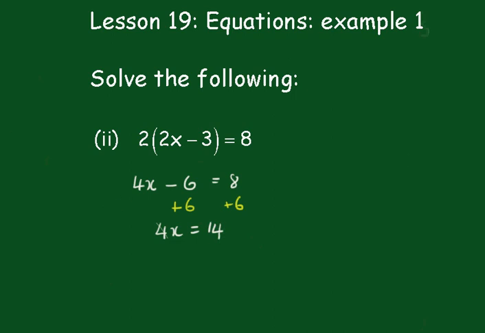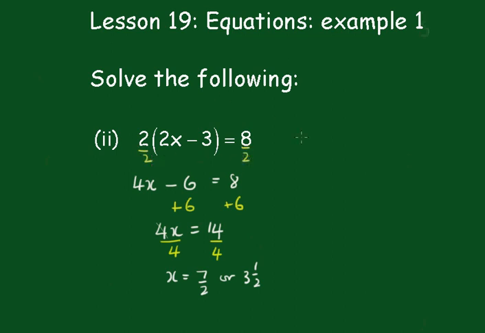Now I'm going to divide both sides by 4. And I'm dividing both sides by 4. We get x equals 7 over 2, or 3.5. Now the other way of doing it is, because we can see that 2 will divide into 8, we could have divided both sides by 2 at the start.